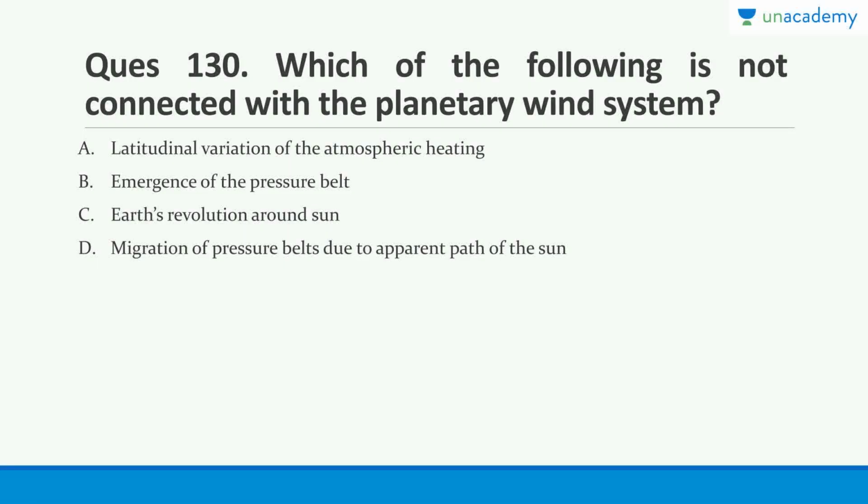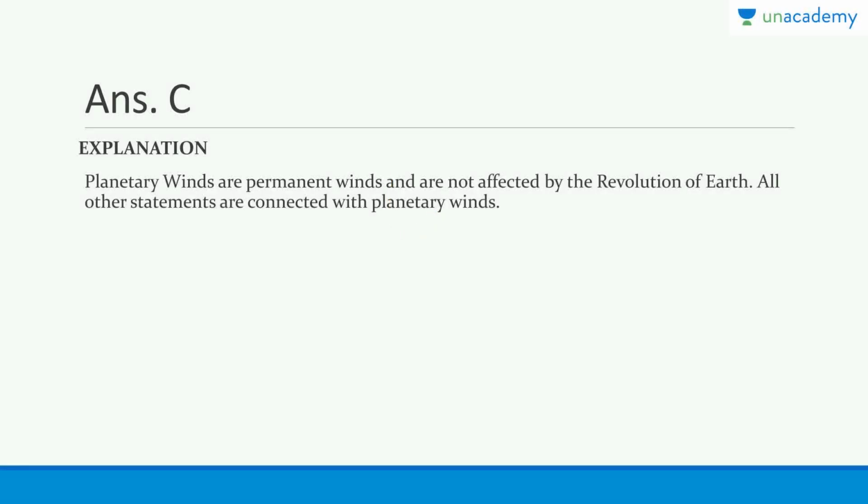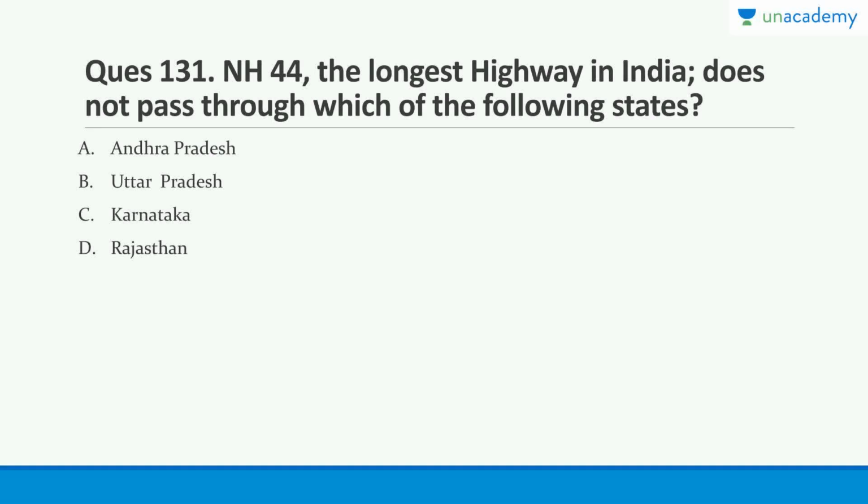Okay. Question number 130. Which of the following is not connected with the planetary wind system? Among the options: emergence of the pressure belt, latitudinal variation, migration of pressure belts, and Earth's revolution around the sun, the last one is not connected with the planetary wind system. It is more to do with seasons. Planetary wind systems are permanent winds, not affected by the revolution of Earth, and all the other statements are connected with planetary winds.